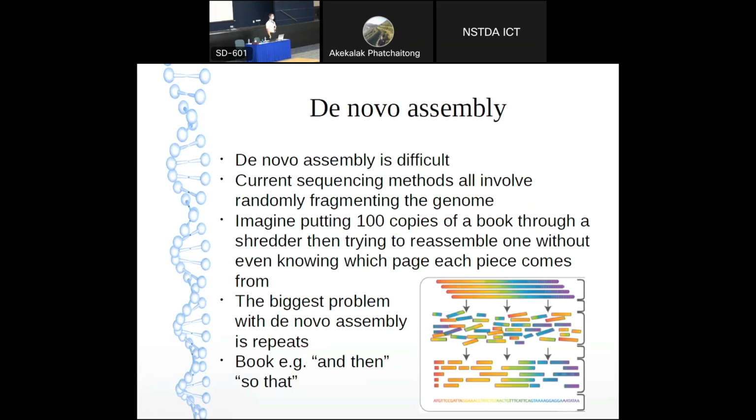And so the biggest problem with de novo genome assembly is repeat sequence. So to continue with the book example, imagine how many times phrases like "and then" or "so that" happen. If that happens at the start or the end, then that fragment could lead to hundreds of other fragments.